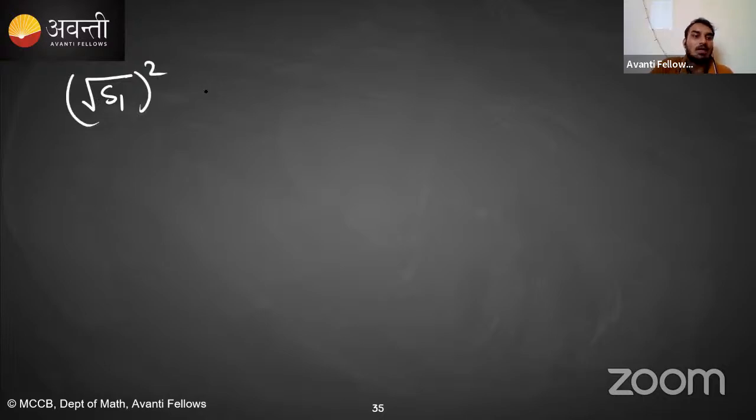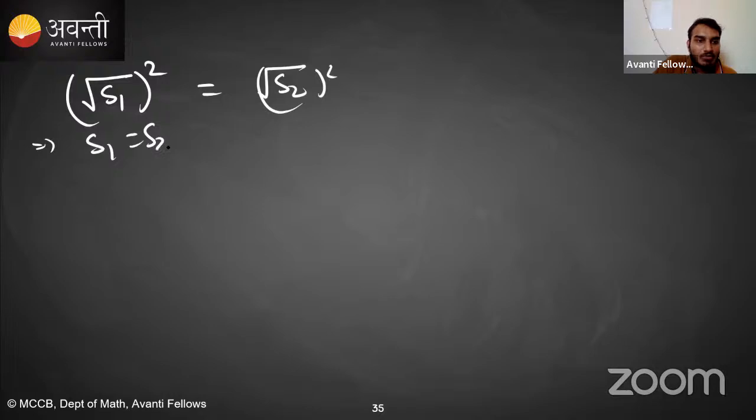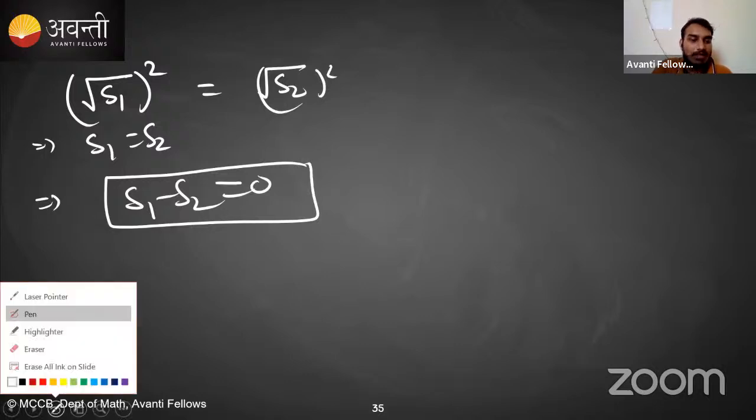If it is clear, then what is the length of tangent from point P on S1? Under root S1. Take the root and put the point on the circle. So under root S1 squared is equal to under root S2 squared, which means S1 is equal to S2, means S1 minus S2 is equal to 0. So this is the equation of radical axis.